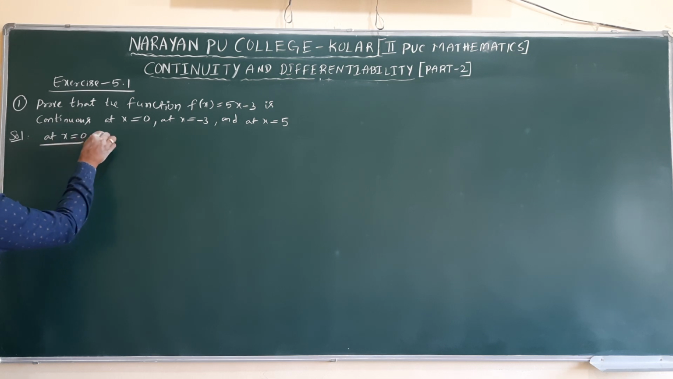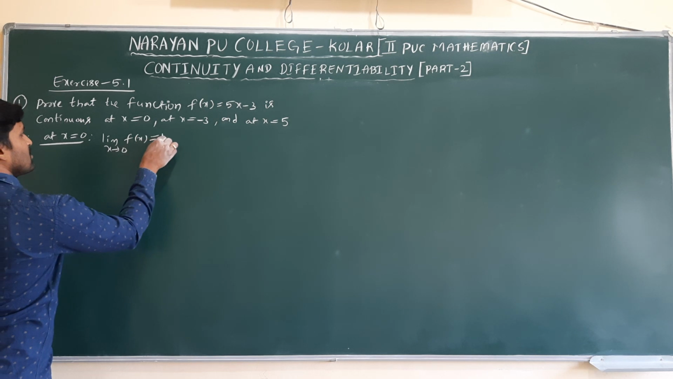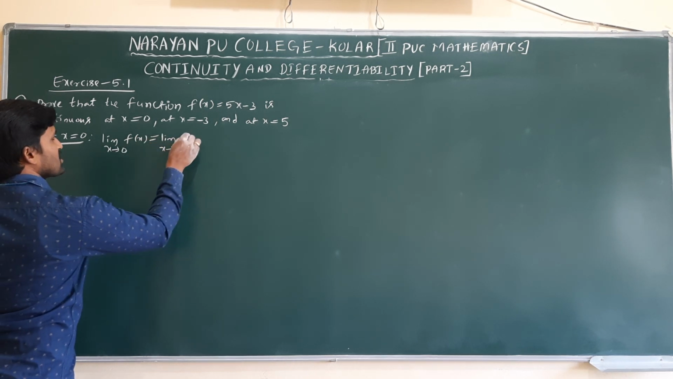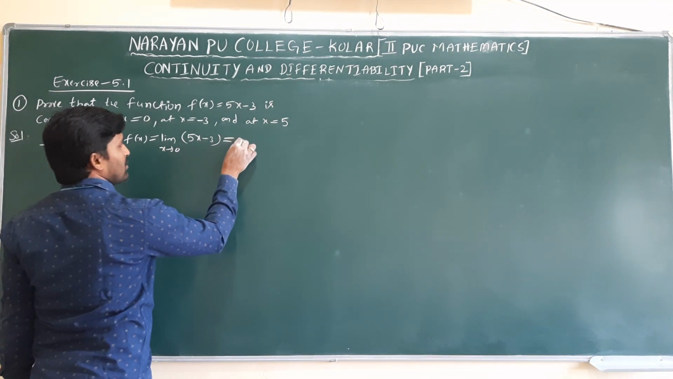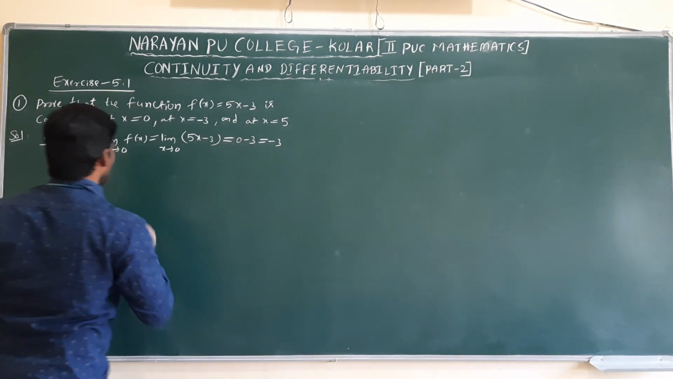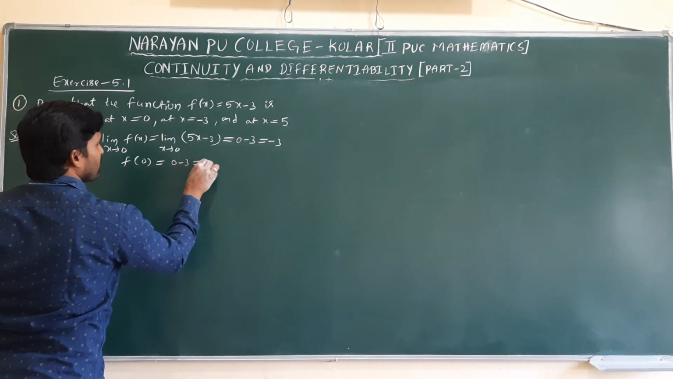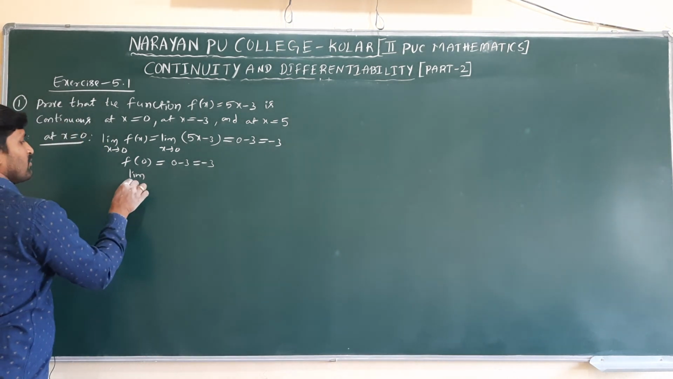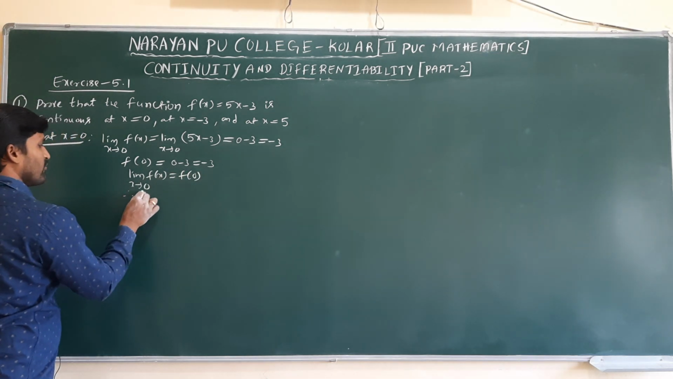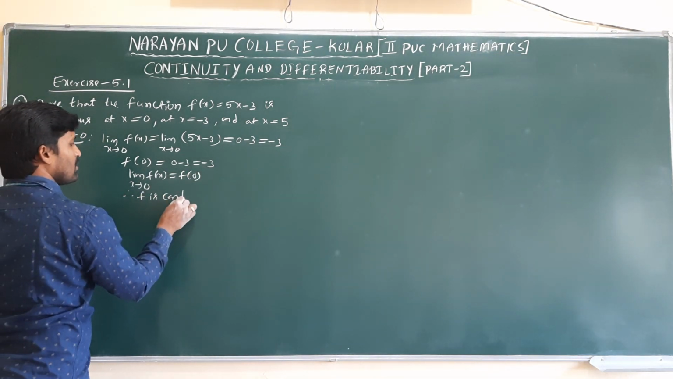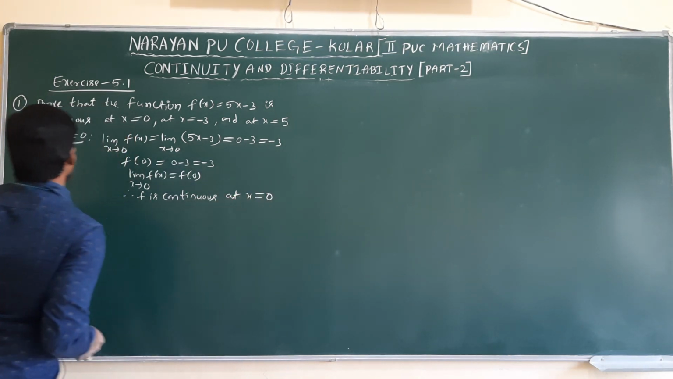At x equal to 0. Limit x tends to 0 of f of x. Limit x tends to 0, what is the function? 5x minus 3. Substitute x value 0, 5 into 0, 0, minus 3, that is equal to minus 3. f of 0, directly substitute 0, minus 3. Therefore, limit value and function value both are same. Therefore, f is continuous at x equal to 0.